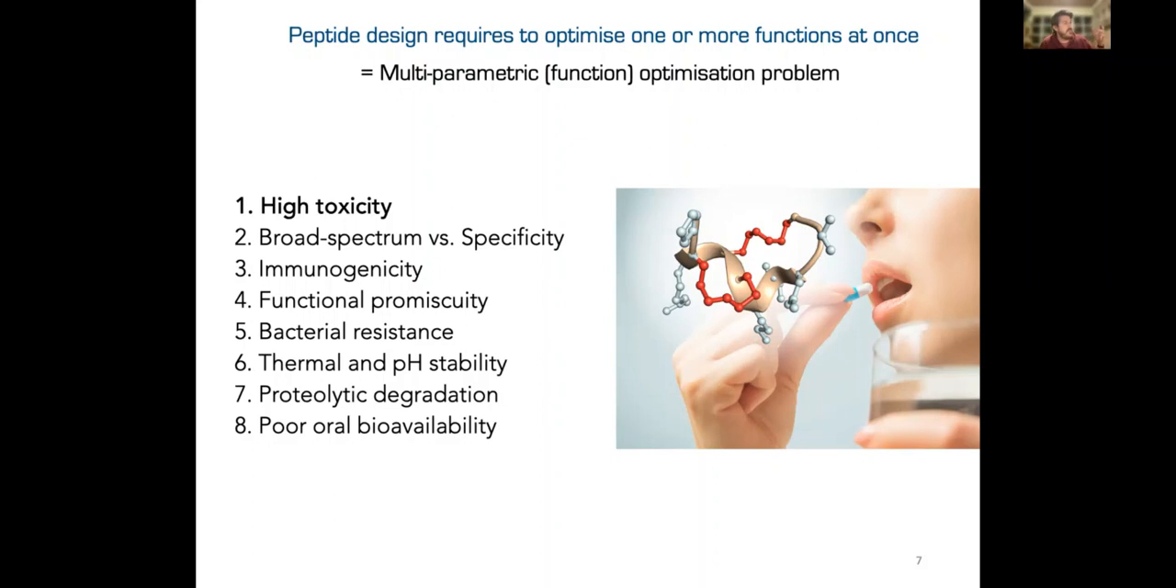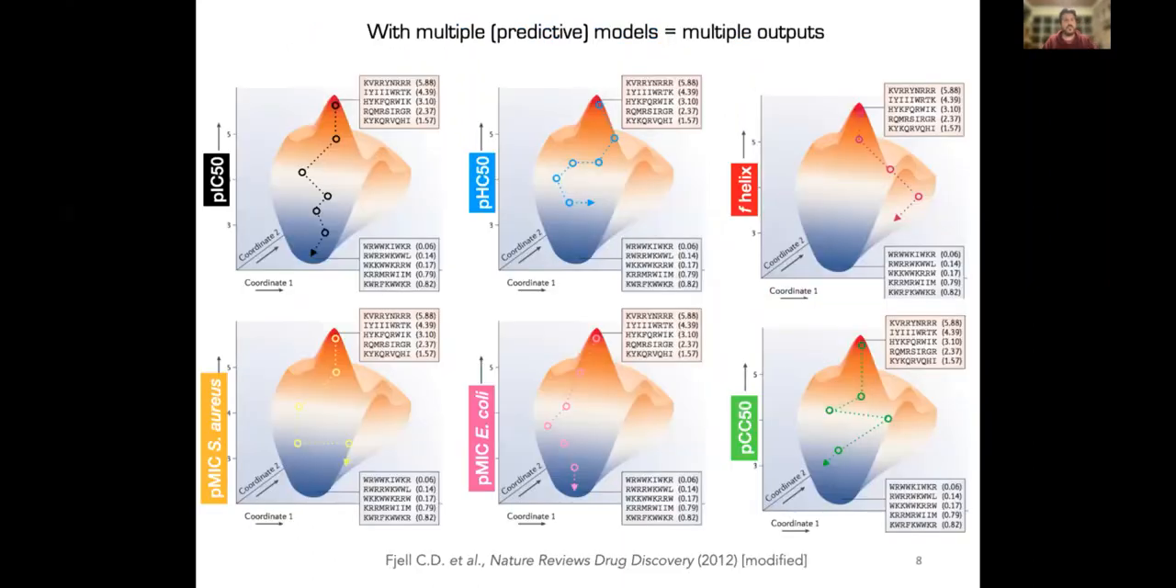You can explore toxicity, specificity versus immunogenicity, and broad spectrum activity. Thermal and pH stability is another problem, along with proteolytic degradation, membrane permeability, or oral bioavailability. So you can explore a given sequence space and apply those multiple predictive models to that same space in order to identify these different properties.